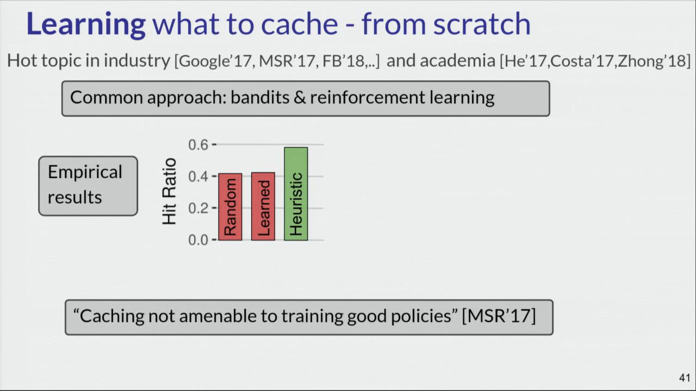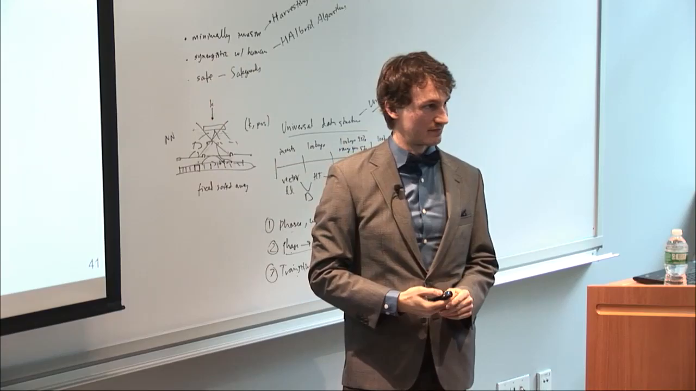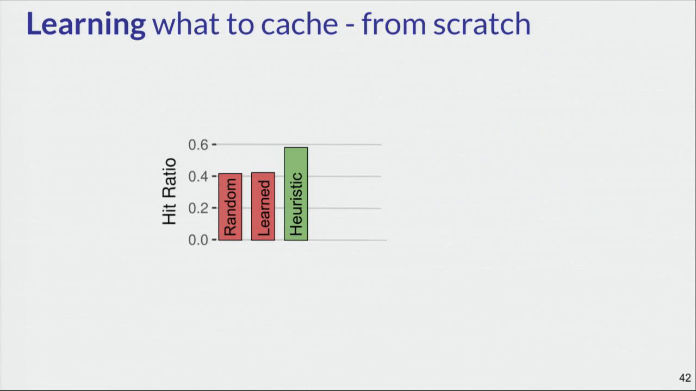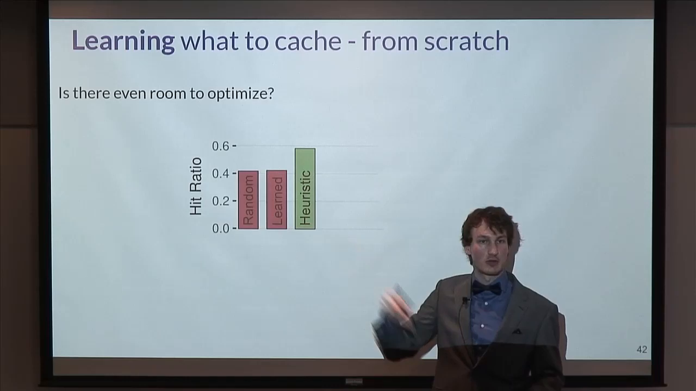This is a really hard problem from the perspective of reinforcement learning. So I think that's a really cool area to work in. And I've started to do a couple of steps, but I have a probably slightly different perspective than what you have done. So the first question that I asked: is there even room to optimize? We've seen this heuristic here, but what if there's not much more that we can do? Why would we even want a learning system?